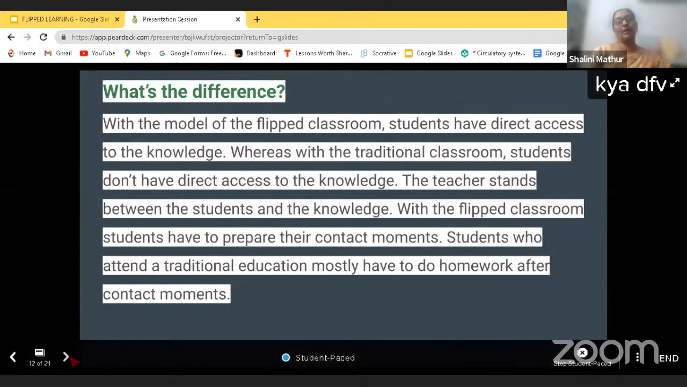Now, how is it different from the traditional classroom? With the model of flipped classroom, students have direct access to the knowledge, whereas in the traditional classroom, students do not have direct access to the knowledge. The teacher stands between the student and the knowledge. With a flipped classroom, students have to prepare for their contact moments, and the students who attend the traditional classroom mostly have to do homework after the contact moments.